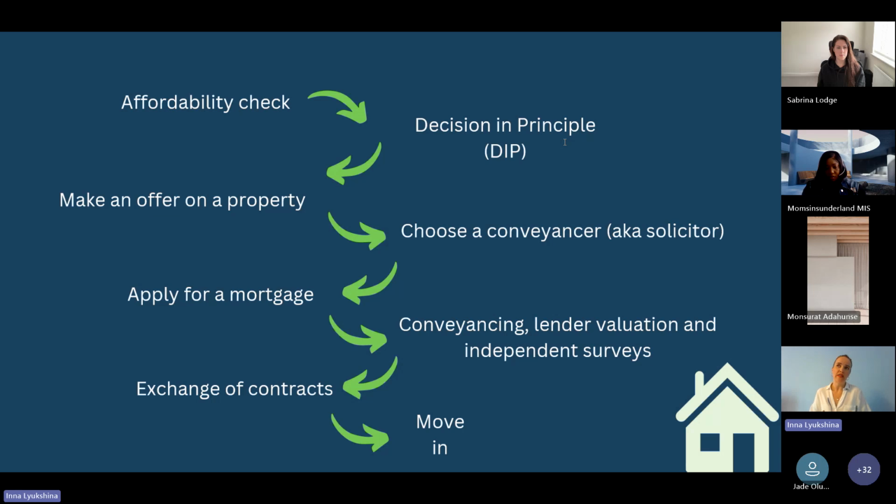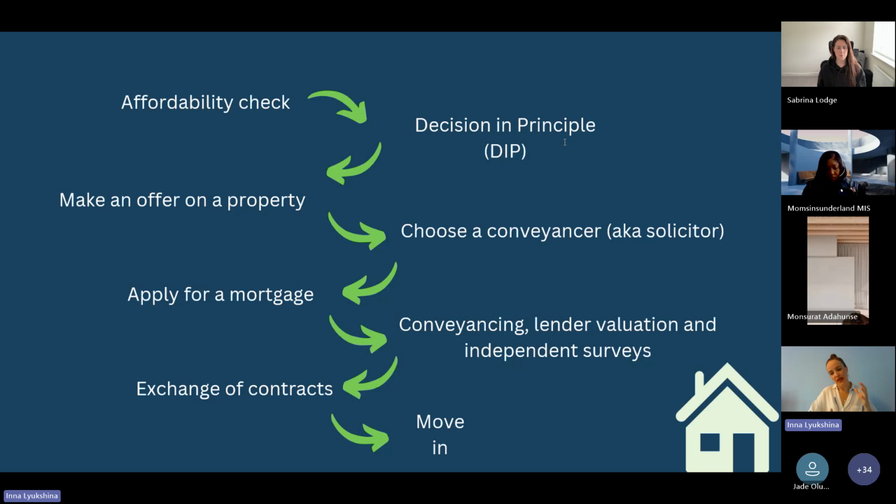You will notice that when you go and ask to book a viewing for houses, apartments, or whatever it is that you would like to buy, estate agents very often will ask you, have you got any proof of affordability? Can you tell us that you can actually have a mortgage? Now, the decision in principle, this certificate, is that paper that you can present to estate agents. When you present it to them, they would usually allow you to book a viewing for the property.